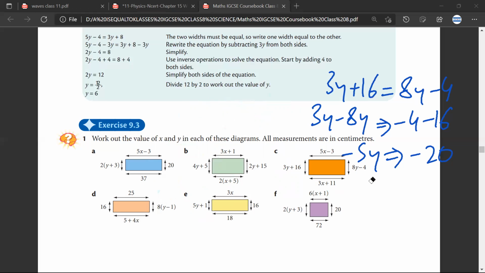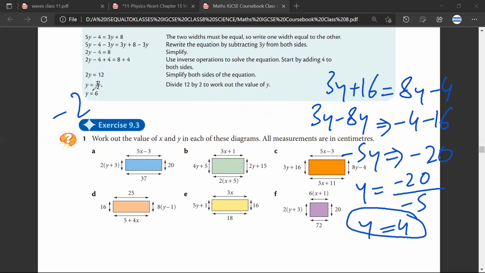Okay. So then minus 5 will go to the right hand side. So minus 20 upon minus 5. Then y equals 4, not minus 4. And minus 20 upon minus 5 is equal to 4 because this will get cancelled.